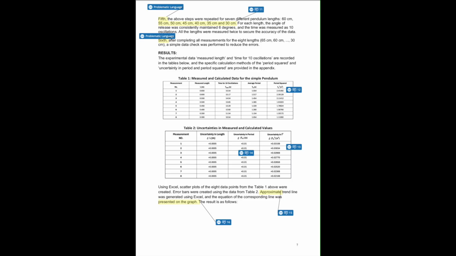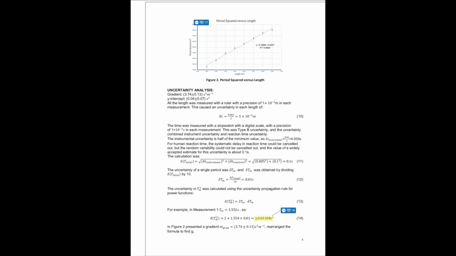Page 5. Graph and uncertainty analysis. Graph. The graph is high quality, but the y-axis labels contain too many decimal places, cluttering the graph and suggesting unrealistic accuracy. The scale should reflect the true measurement precision.